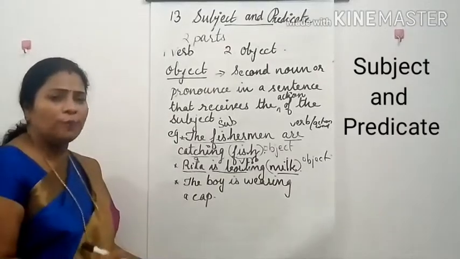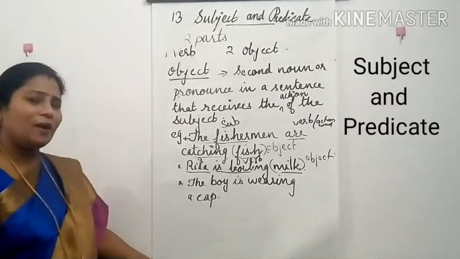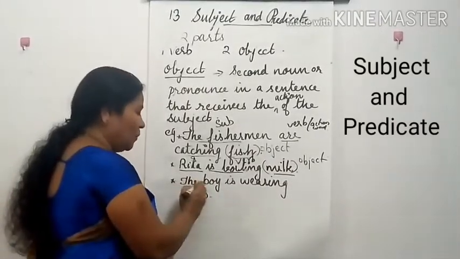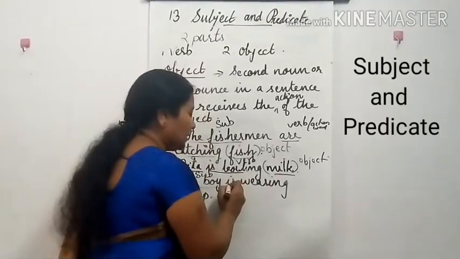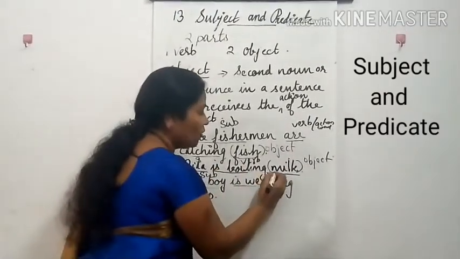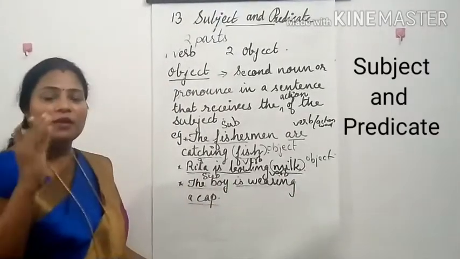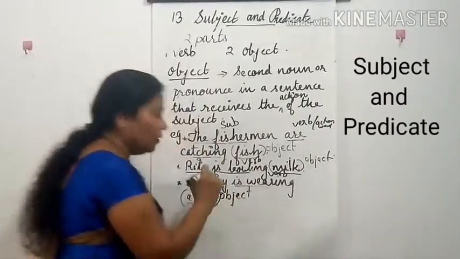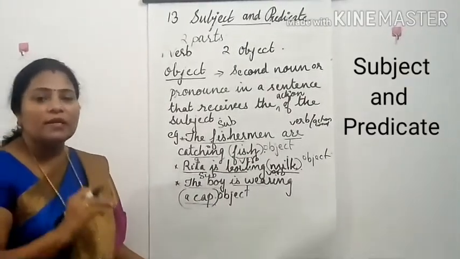Next one, the boy is wearing a cap. In this sentence, please tell me which is our subject, which is our predicate, which is our verb, and which is our object. Can you guess? The boy becomes our subject, because we are talking about the boy. The action is wearing a cap. So is wearing is our verb. Is wearing what? A cap. So that becomes our object. That is called object, the second noun or pronoun in the same sentence.